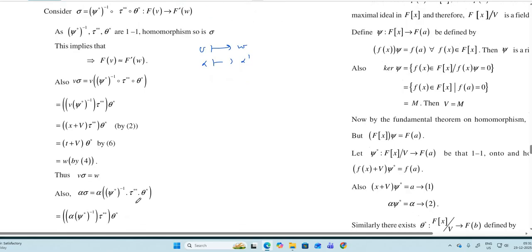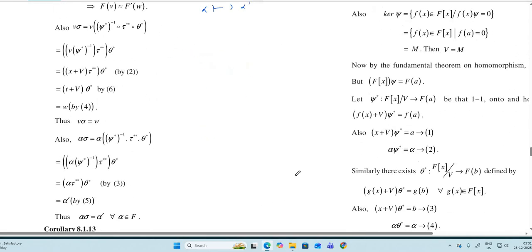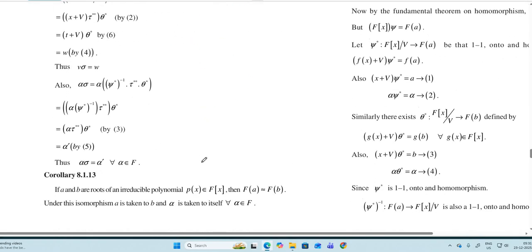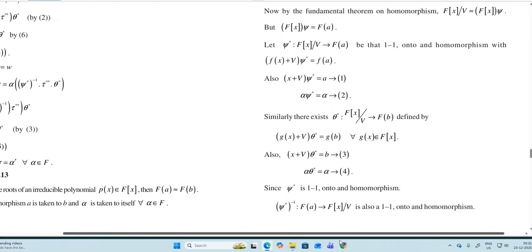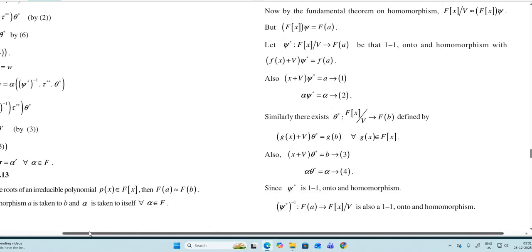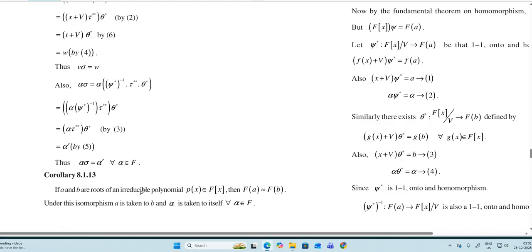Alpha, when you consider, again the same concept: you have alpha being taken to alpha prime. Just the same thing that you have when a and b are roots of an irreducible polynomial.